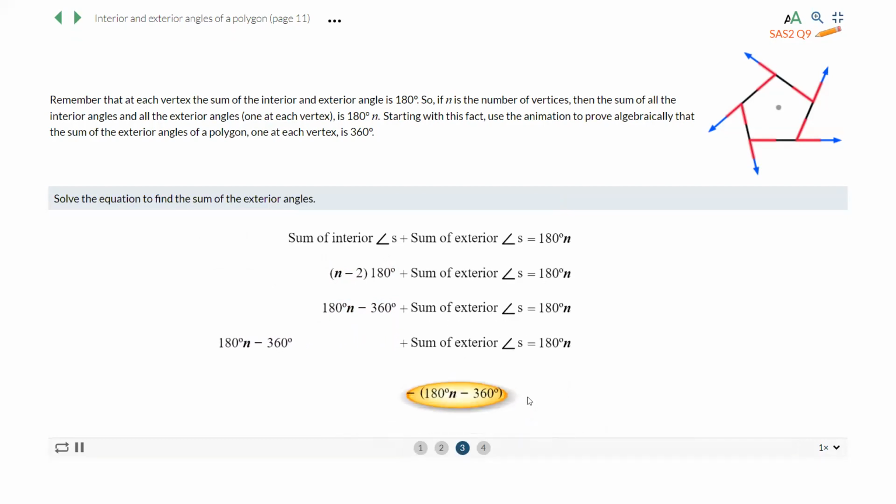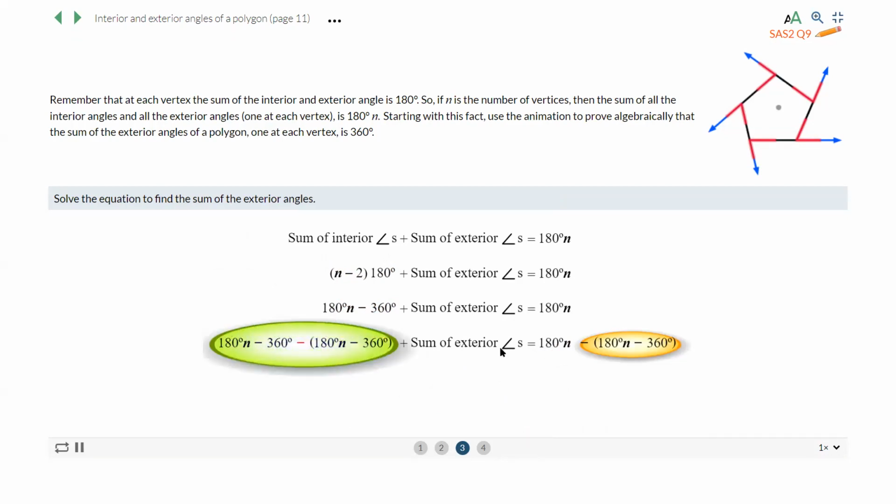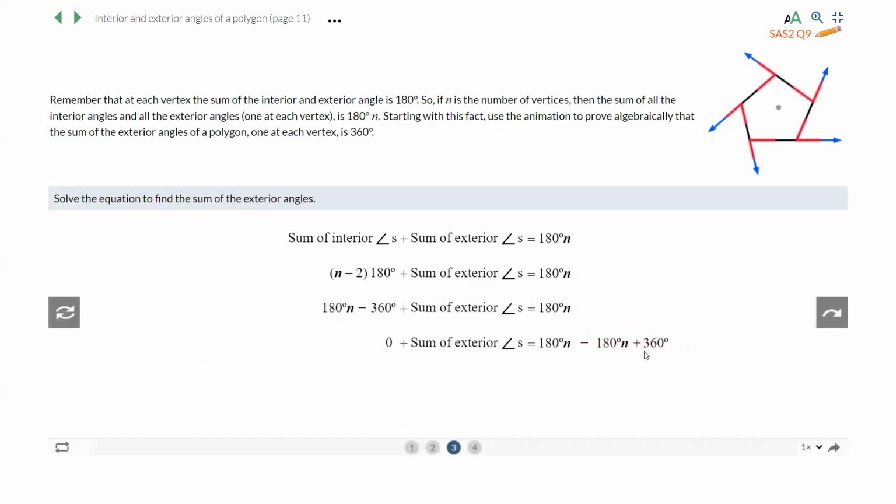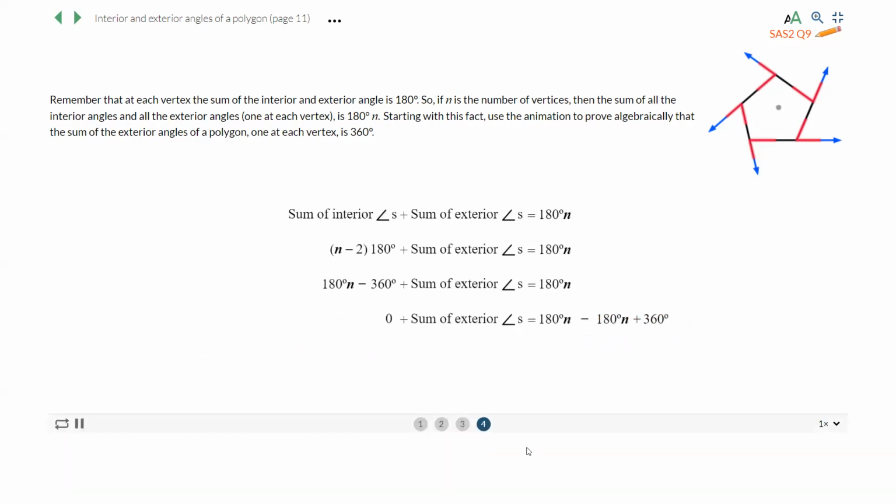Then we're going to take away whatever we had, right, to leave us with just the sum of the exterior angles. That is 0 on that side. And over here, it's going to be a little more complicated of a simplification. But you can see the 180n minus the 180n. And then minus minus gives us a plus 360, right? We are left with the sum of our exterior angles equals 360 degrees.